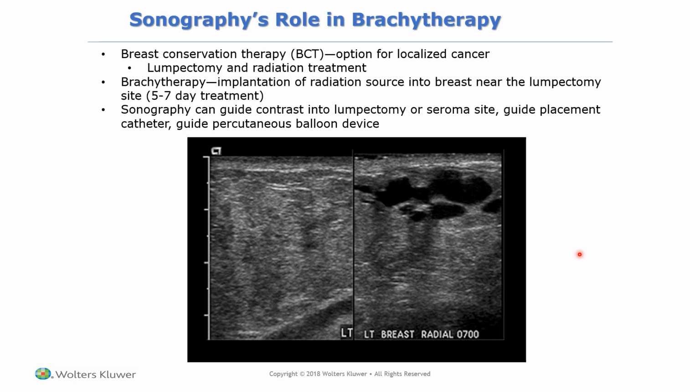We can also guide a lumpectomy or a seroma site. We can use guided placement for a catheter, and use guided percutaneous balloon devices that might be utilized to help stretch breast tissue in preparation of a reconstructive breast procedure post-op mastectomy.